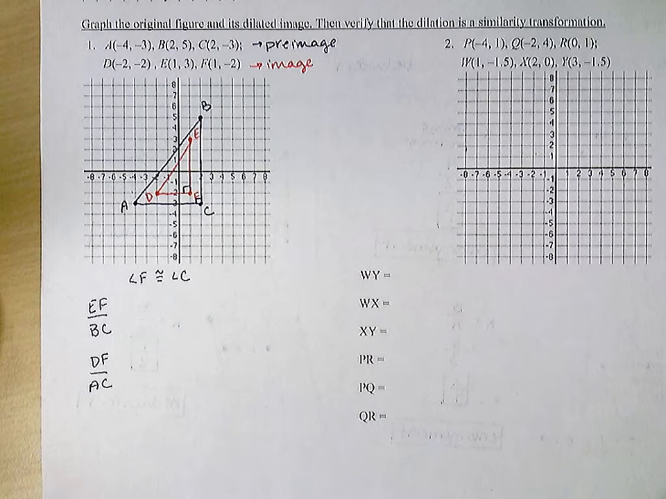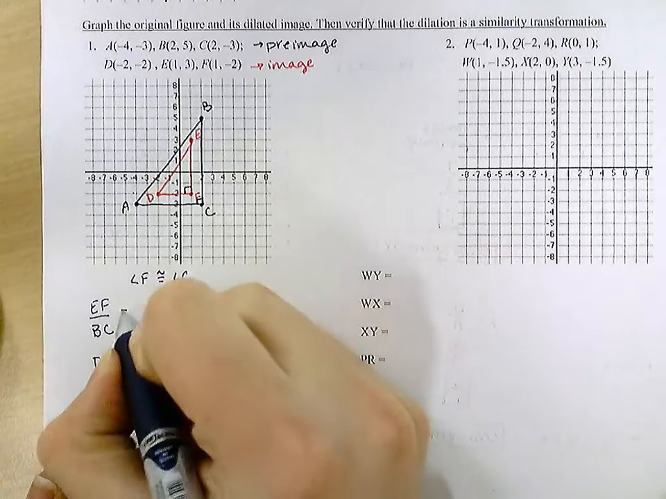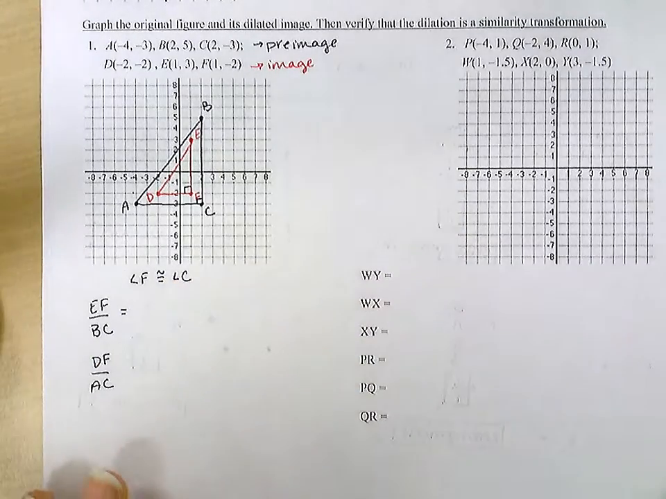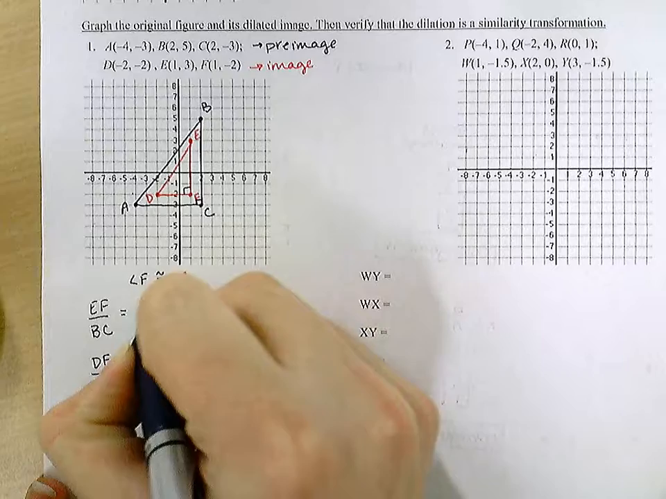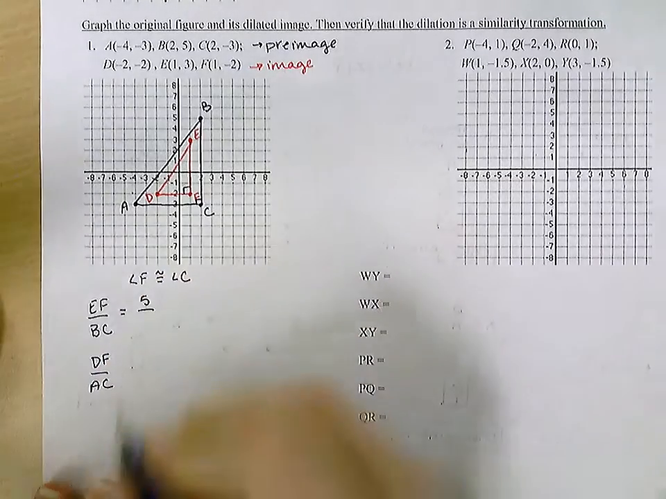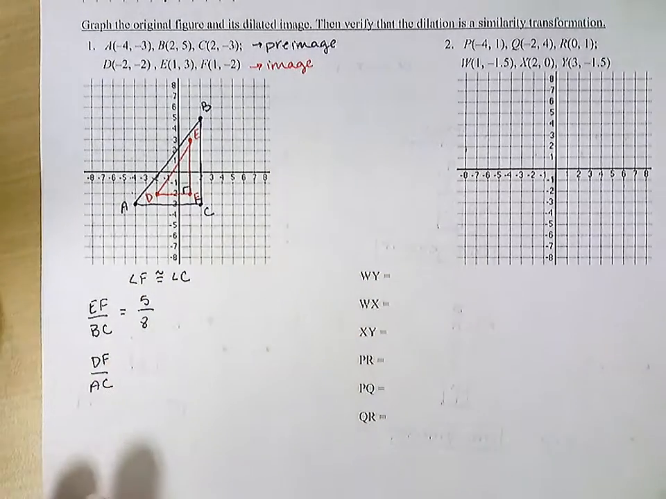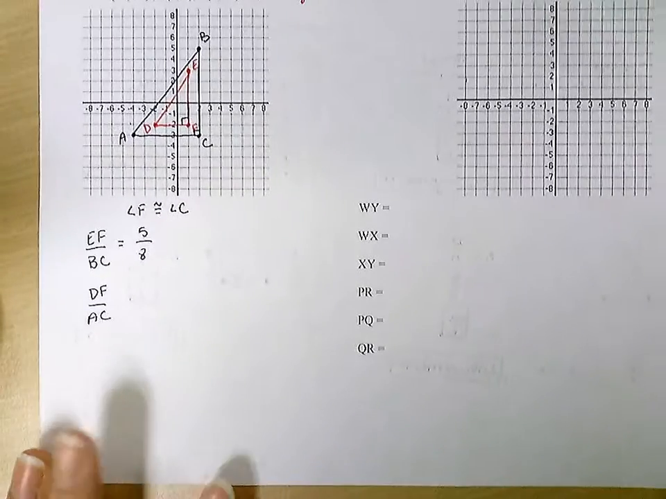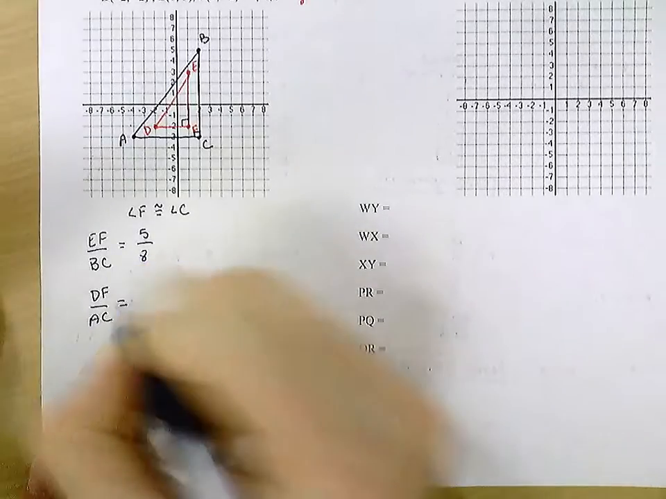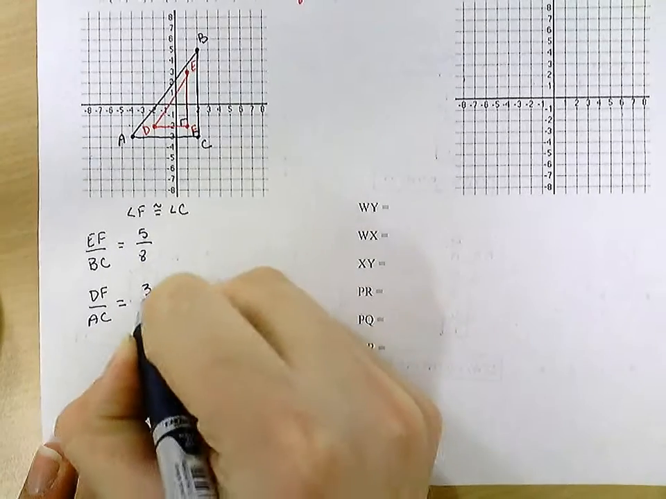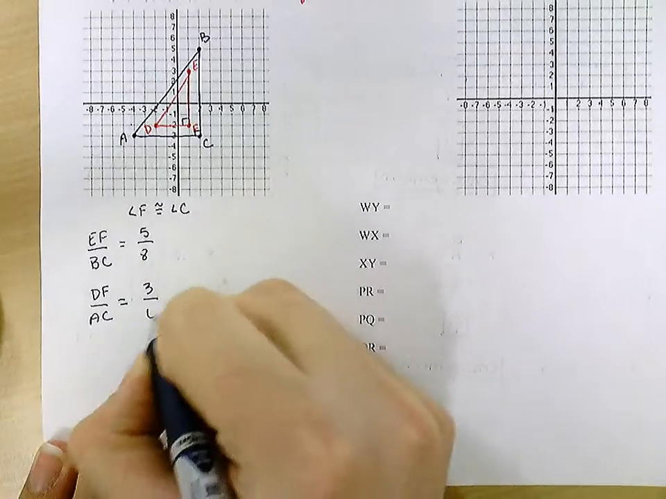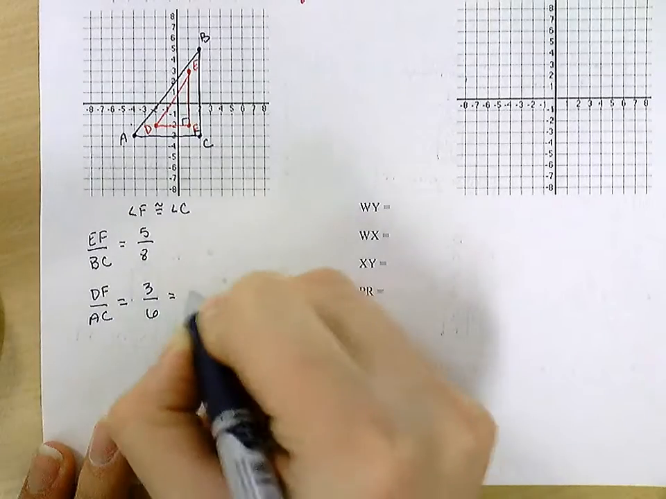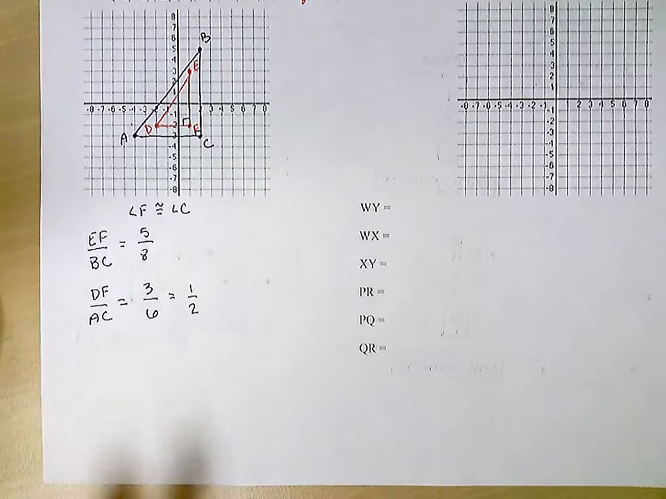If it's flipped, no, your ratio will just be flipped compared to mine. So here side EF has a length of 5 and BC has a length of 8. I can't reduce that, so I'm just going to leave it as is. And then with side DF, I have a length of 3 over AC has a length of 6, which I can reduce to 1 over 2.